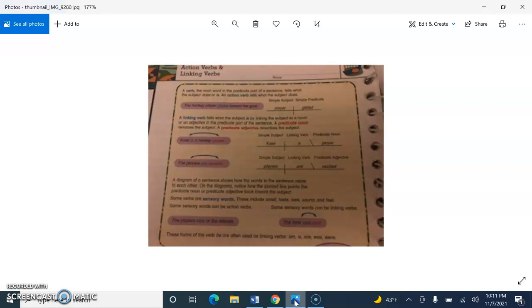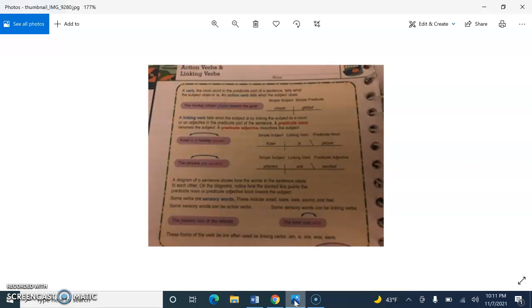Then below that you see a simple diagram, which we've already done before, where in this instance the example is: the hockey player glided toward the goal. Player is our subject. The and hockey are describing words. And glided is what the hockey player did. And toward the goal would be a prepositional phrase. So glided would be our verb. So in the simple diagram example, they give you player glided.